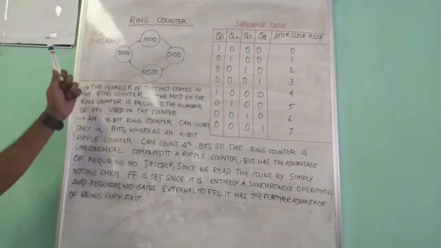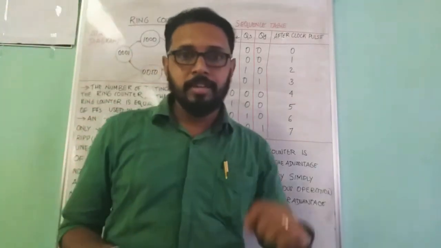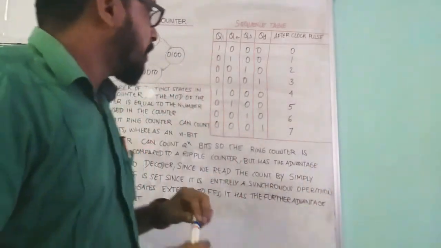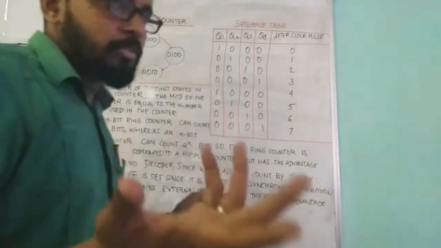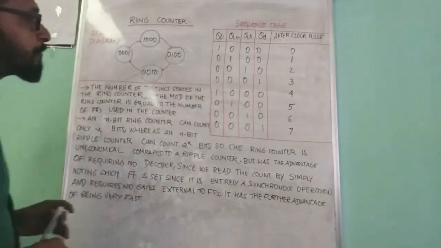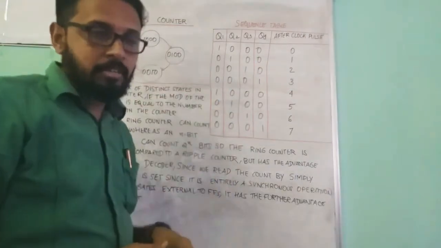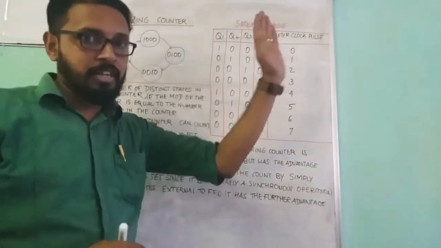This is the state diagram of the ring counter. It is based on the figure that we have just drawn, based on the D flip flop. You can use JK also, but based on D flip flop we have constructed the output. Imagine there are 4 flip flops: FF1, FF2, FF3, and FF4.